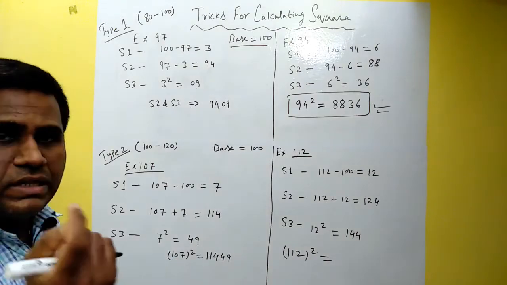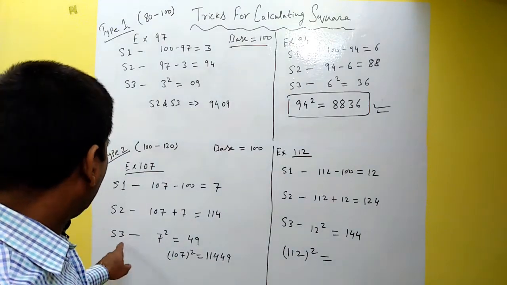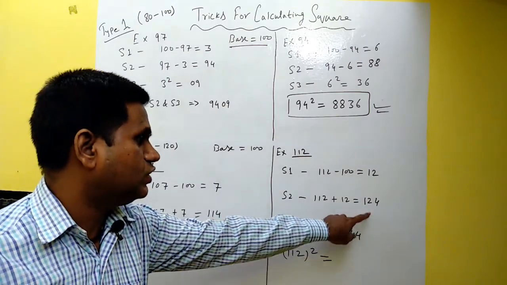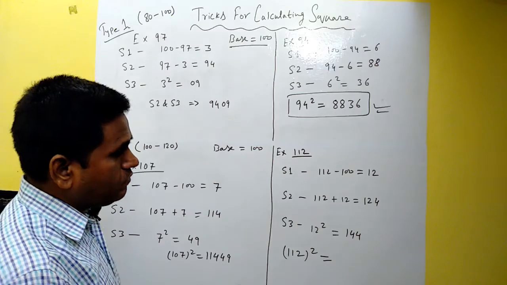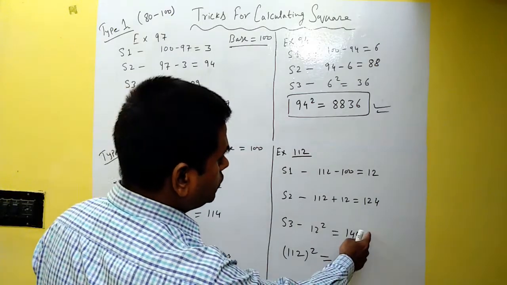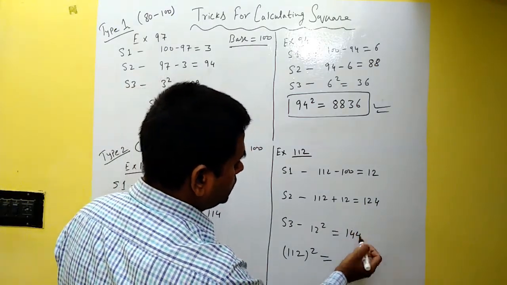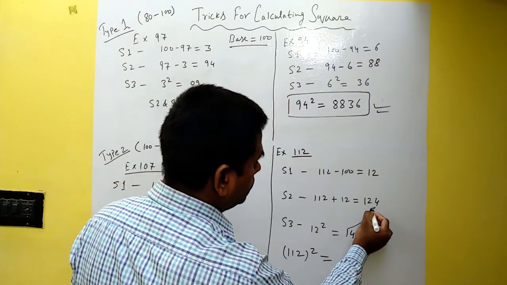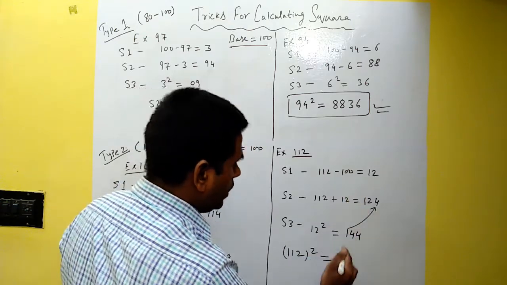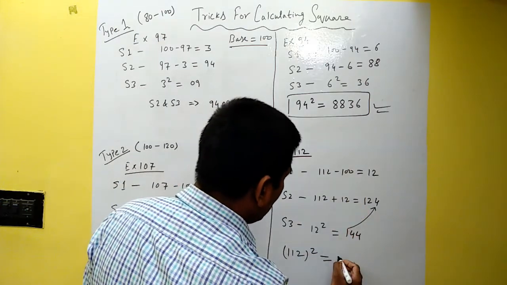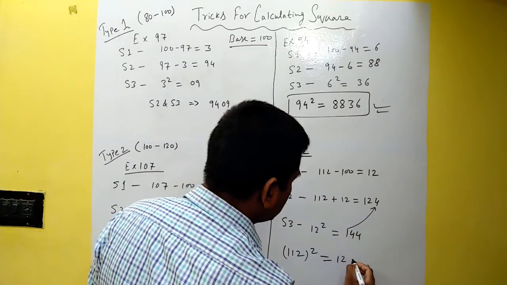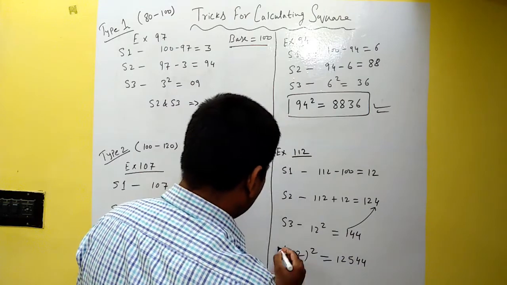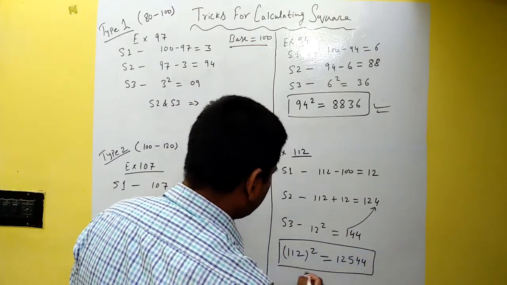But here there is a small change, friends. In step 2 we have got a 3-digit number, and in step 3 also a 3-digit number. So what we are going to do is take 2 digits from step 2. In 124, the 1 will be added to the 4. So we write 12, and then 1 plus 4 is 5, and then 44. So this is the answer.